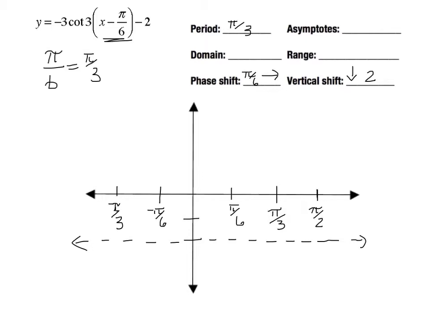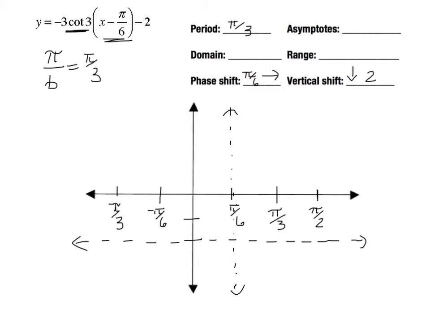So now, my period is pi over 3. Remember cotangent. You've got to remember this. If you don't remember this, it's going to be hard. Tangent starts with a point on the y-axis and then an asymptote at your half mark. Cotangent starts with an asymptote on the y-axis and then a point. So you have to imagine there's an asymptote on this y-axis right here. I have to shift that right pi over 6. That means my asymptote is going to be here. So I'm going to put my asymptote there.